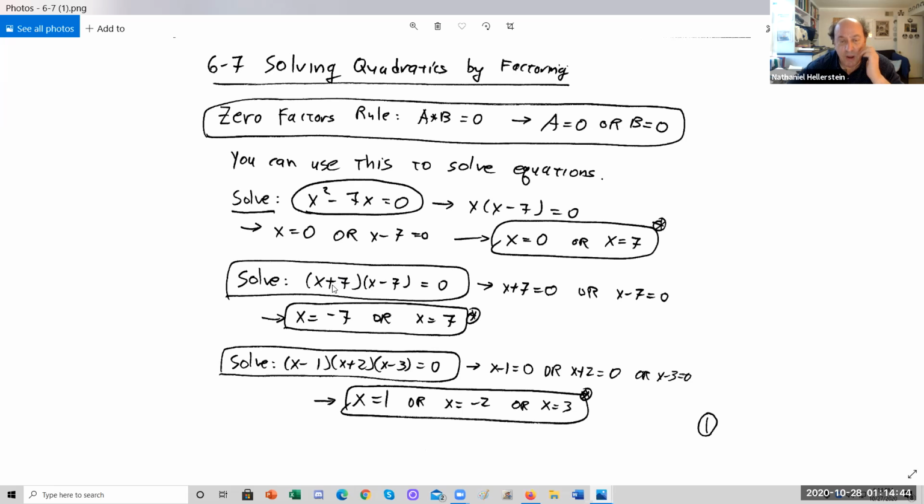Here's a fairly easy one. x plus 7 times x minus 7 is 0. Therefore, one of these factors is 0. Either x plus 7 is 0 or x minus 7 is 0. Therefore, x is minus 7 or positive 7. Here we have three factors equaling 0, and one of the three must be 0. So x minus 1 times x plus 2 times x minus 3 equals 0 means that either x minus 1 is 0, or x plus 2 is 0, or x minus 3 is 0, which means that either x equals 1, or x is negative 2, or x is 3.